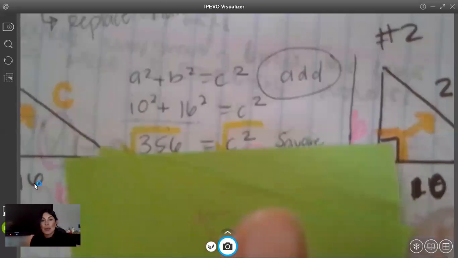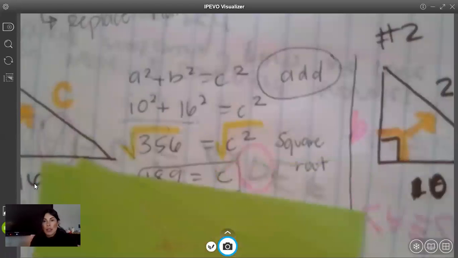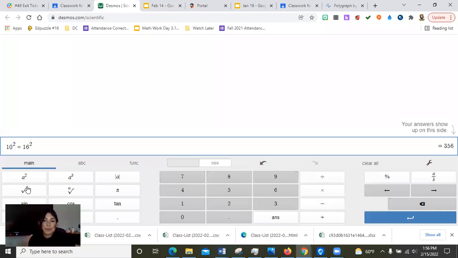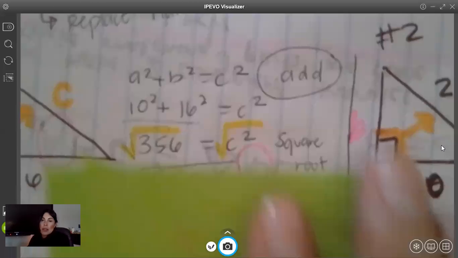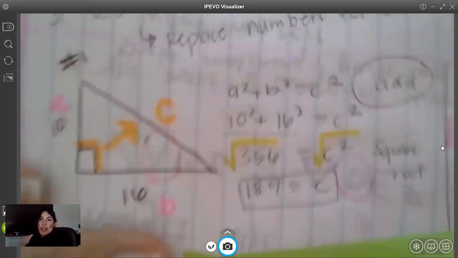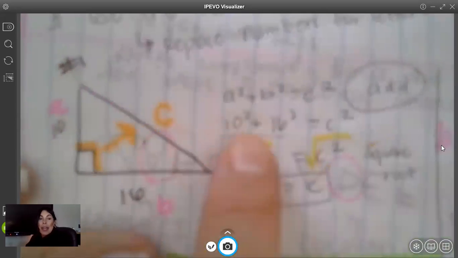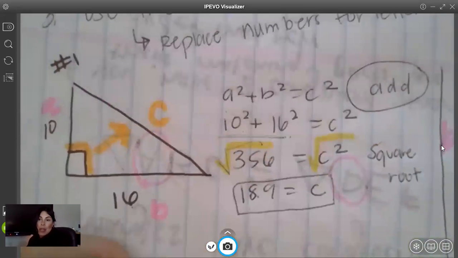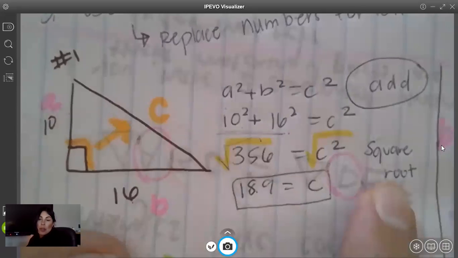But then the last step is to take the square root, not divide, but to take the square root of it. That square root button is right under the square. So I press enter and I type in 356. I get 18.86. Because of the 6, I'm going to round up to 9. So it's going to be 18.9. So that's my C. In this problem, I added versus subtracting because I can add these 2 numbers. When you can't add a number and a letter, that's when you have to subtract. And then my last step was to take the square root.